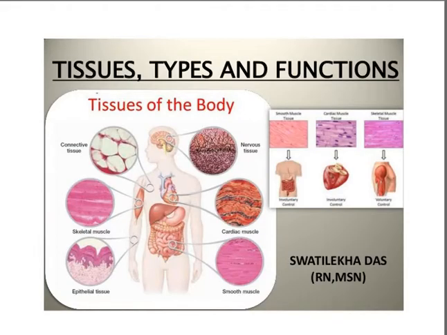Here in this slide we see the human body and different tissues of the human body as shown at the right side, and at the left side we see three types of very important tissues, that is smooth muscle tissues, cardiac muscle tissues and skeletal muscle tissues. We will later study these tissues in detail in the next slides.